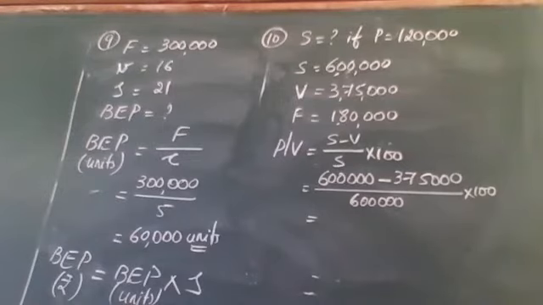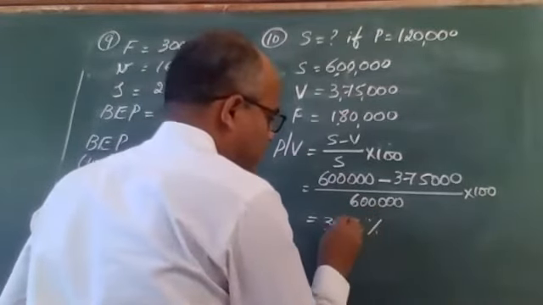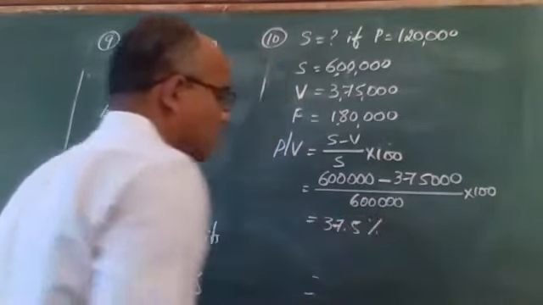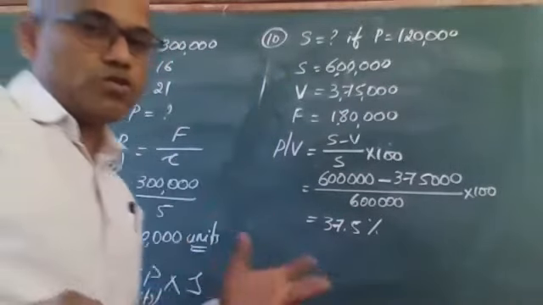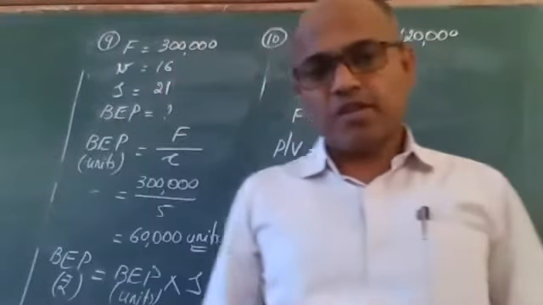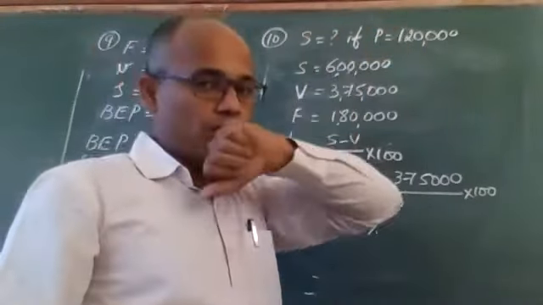It comes to 37.5%. Okay, guys, 37.5% is the PV ratio. Now, a student will say, why did you find out the PV ratio? What is he asking us? Find out sales if I want this much of profit.